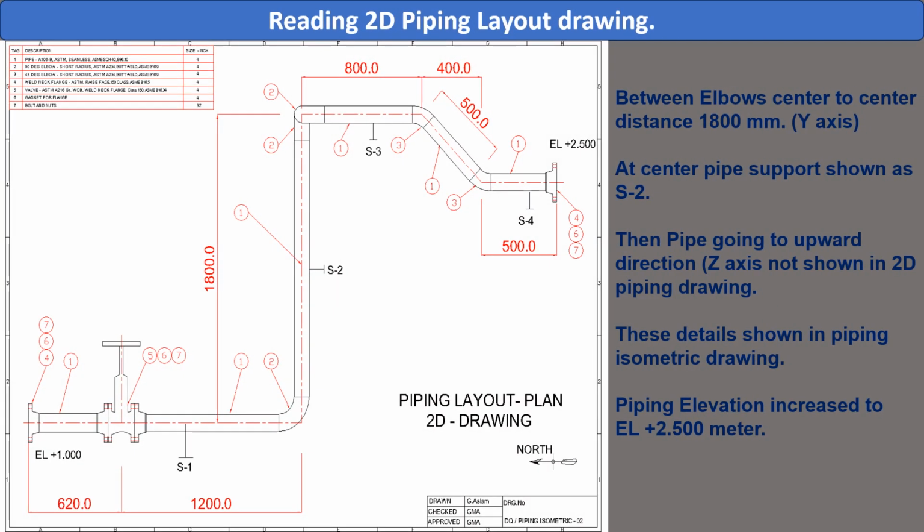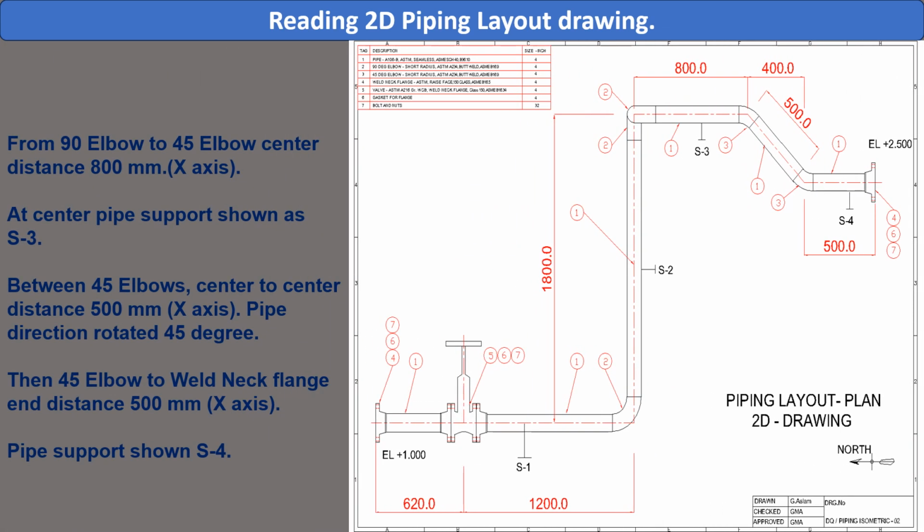Between elbows, center to center distance 1800 mm. Y-axis, at center pipe support shown as S2. Then the pipe goes in the upward direction, Z-axis, which is not shown in the 2D piping drawing. These details are shown in the piping isometric drawing. Piping elevation increased to L plus 2.50 meter.